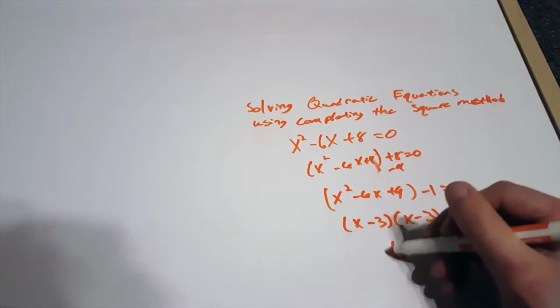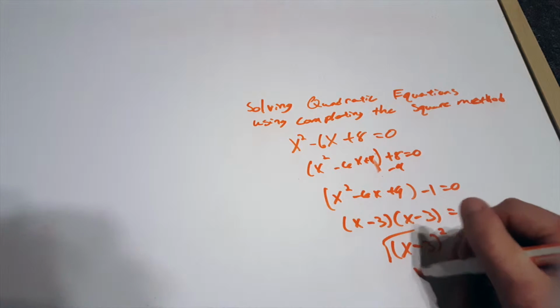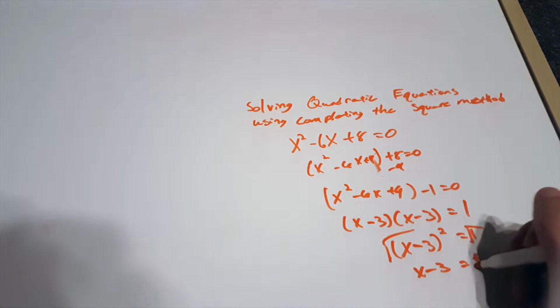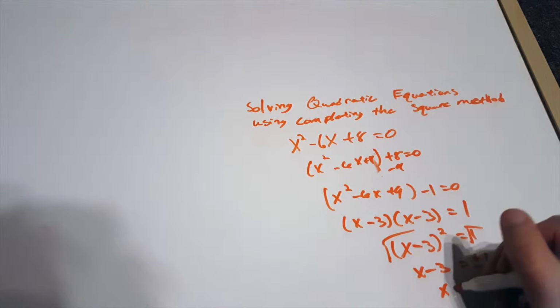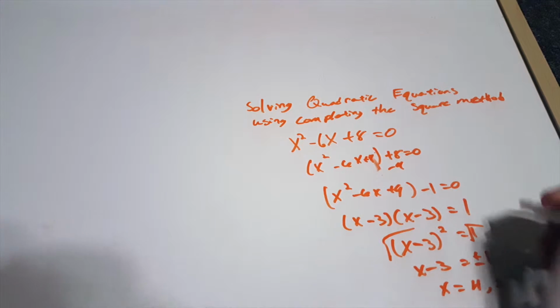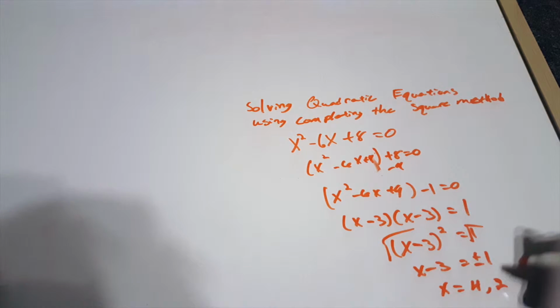We take the square root of both sides. So we're left with x minus 3 equals plus or minus 1. Add 3 to the other side, so x equals 4 or 2. 4 and 2 solve the equation.